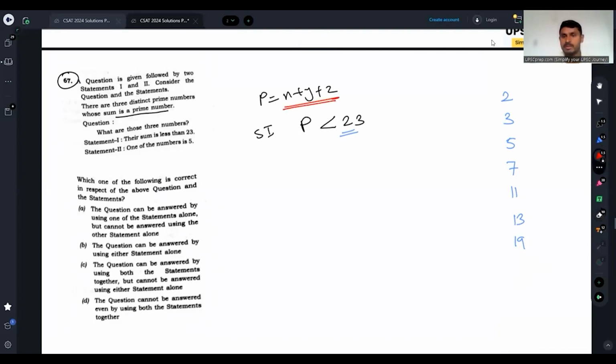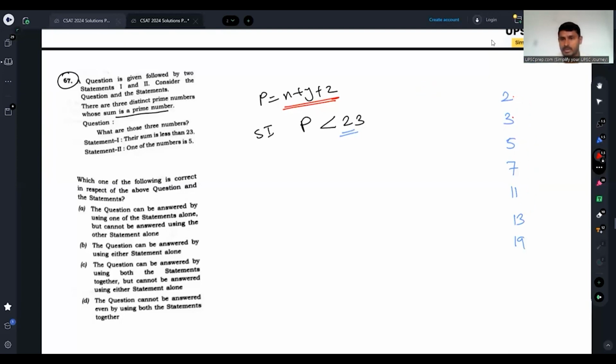Are we able to get a sum which is less than 23? If I do 2 plus 3 plus 5, it will become 10. 10 is not a prime number, so it is not possible. Then 2 plus 3 plus 7: 7 plus 5, 12? Sorry, 2 plus 3 plus 7 is 12, not a prime number. Then 2 plus 3 plus 11: 11 plus 5, 16, again not a prime number. 2 plus 3 plus 13: 13 plus 5, 18. 18 is again not a prime number.